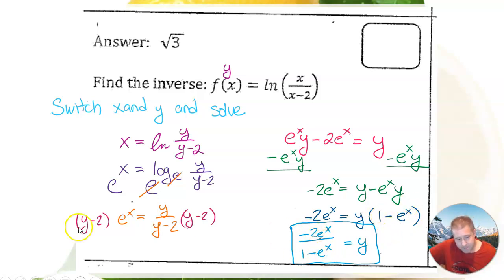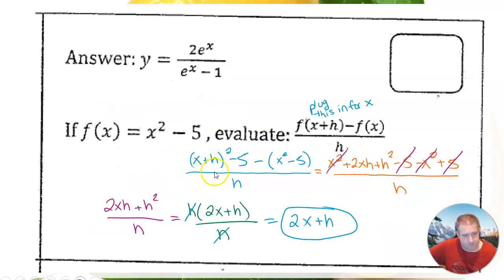And there's my answer in simplest terms. All right, so the next question, this is actually something you're going to be doing later on in the year, which is using the limit definition of a derivative. But for right now, we're basically just going to take and plug in whatever they give us in for the x. So we're plugging in for the x.